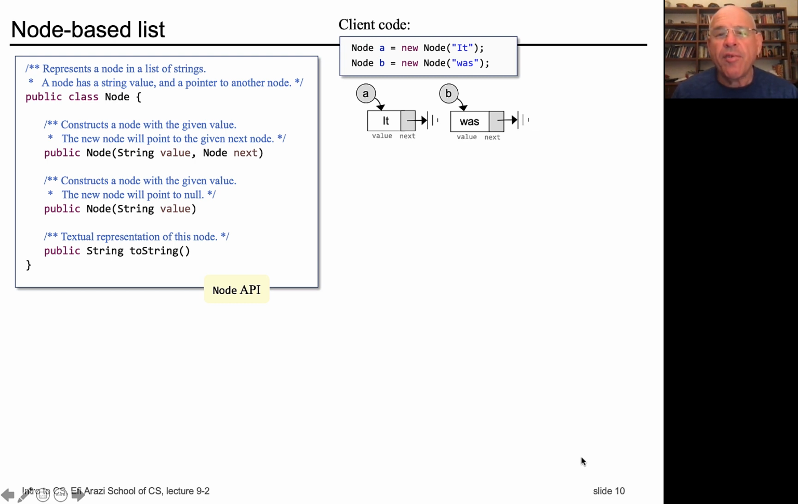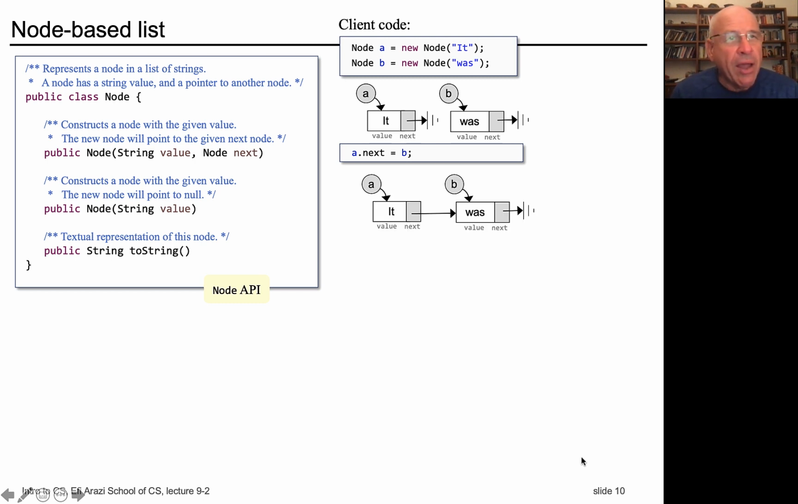All right, moving along. Suppose that now I do the following operation, A.next equals B. This means set the next field of A to the value of B. Well, the value of B is the address of the second node, right? So effectively, I'm going to get this. So by this little statement, I connected the two nodes together.